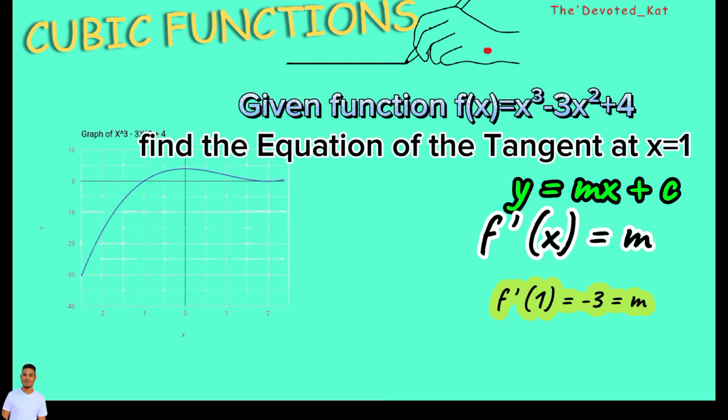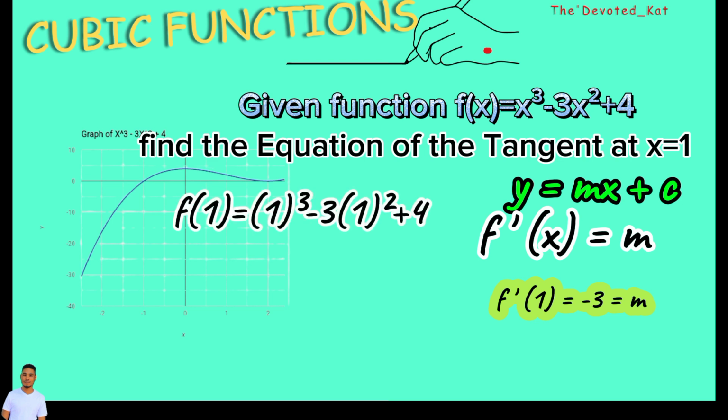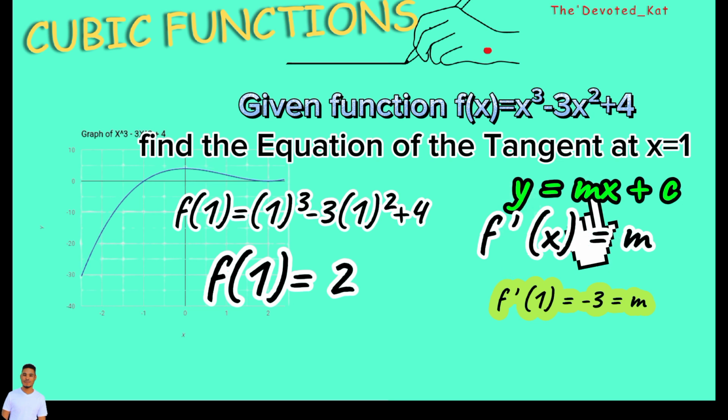Finding the y value, you go back to your original equation, and then we take the point that we are given, which is x equal to 1, and then we substitute there from the original equation to find your y value. We find that f at x equal to 1 is 1 cubed minus 3 into 1 squared plus 4, which will give us 2. And therefore, we have our y value, we have our gradient, we have our x value.